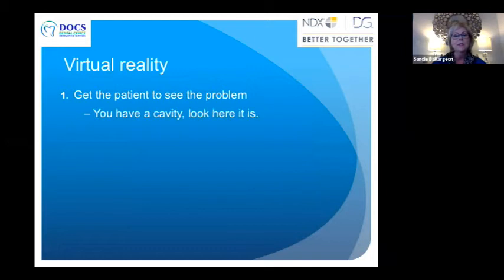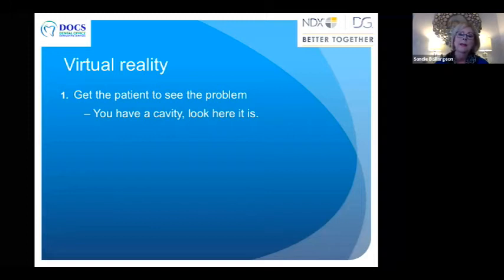So get the patient to see the problem. In other words, you have a cavity. This is what a cavity looks like. I've seen in some offices where they still use the little mirror and the hand mirror, and it's not as effective, number one, because you can't really see and it's awkward. But the other problem is that they don't know what it looks like. They don't know what they're looking for. You do, because you are the dentist.